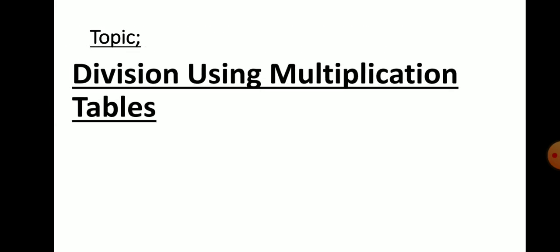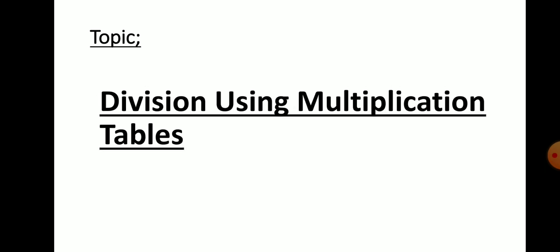So today we are going to start our chapter number 4, division. And the first topic from division is division using multiplication tables. That is on your book, page number 63. But before starting our first topic, first we'll define division. What is division? Division is the reciprocal of multiplication.